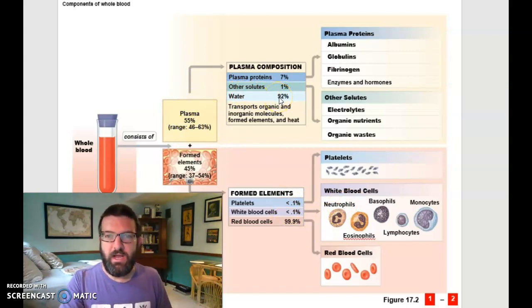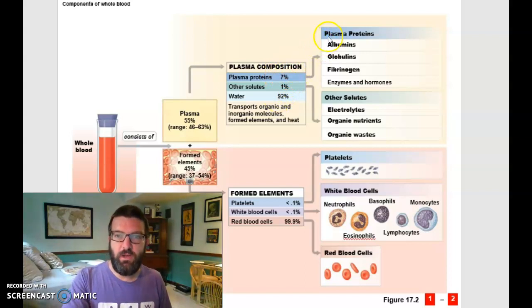92% water. And then plasma proteins, which we'll talk about in a moment: albumins, globulins, and fibrinogen, and then lots of other solutes. Now, this is 1% of your plasma, but it's important. It includes all of your organic nutrients, like that glucose flowing around in your blood, all the organic wastes going to your kidneys, like your urea, and electrolytes, things like sodium and chloride, right? Those ions flowing around your blood. These things are very, very important, but they make up a relatively small amount of your blood plasma.